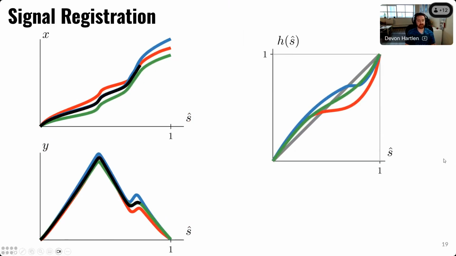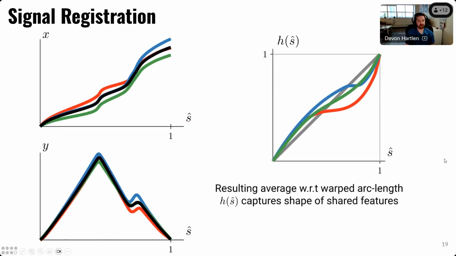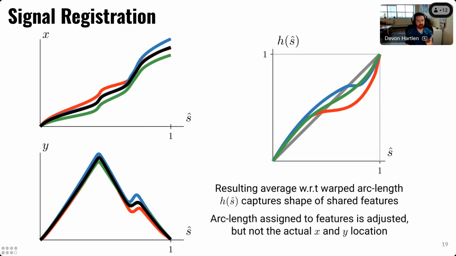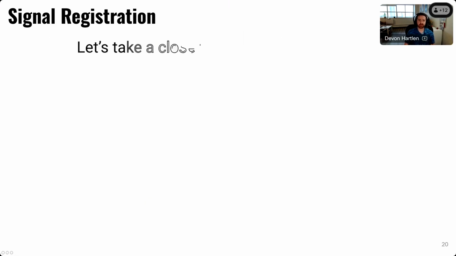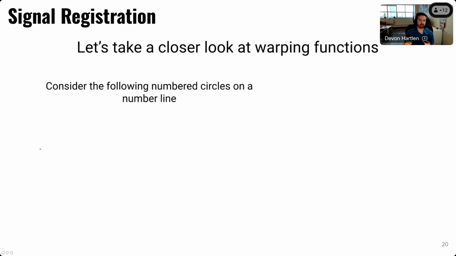But the advantage is when we draw an average response in black through our signals, we actually are capturing the true underlying shape of the signals. We're adjusting the arc length assigned to common features, not the actual XY location. So the signal registration step, and in particular the idea of warping signals, is generally pretty counterintuitive and it's not easy to visualize. So let's take a closer look with a much simpler example.